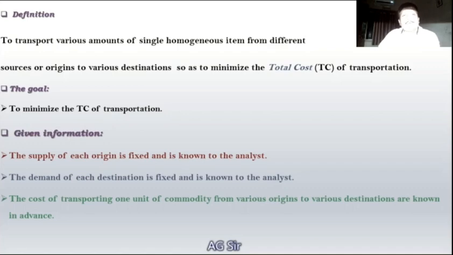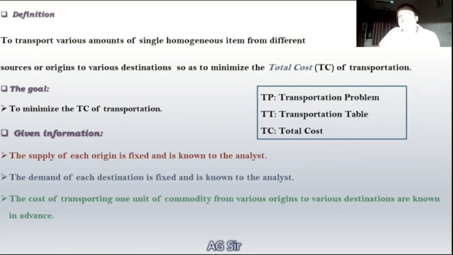Before we go into deep details, we shall talk about the abbreviations that we shall use in this lecture. We use TP for transportation problem, TT for transportation table, and TC for the total cost. So let us recall some of the key points of this transportation problem.